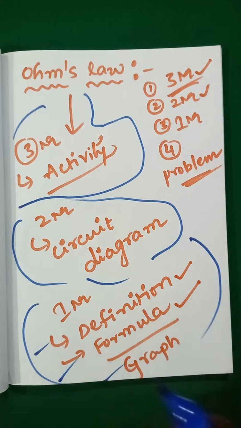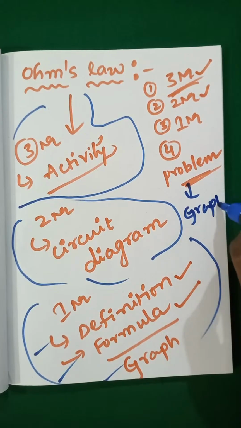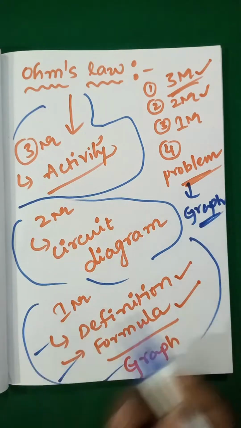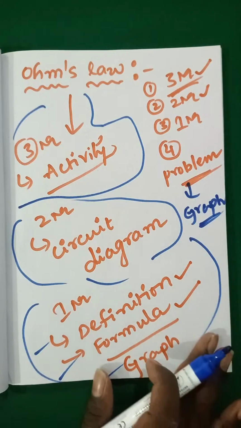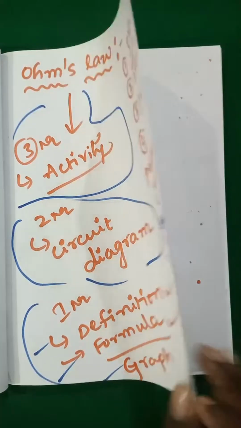And related to problems, graph questions come. They will ask graph related questions, even V equal to IR formula related to Ohm's law. So I will explain this in detail. Make a note of it, and try to work out on it.